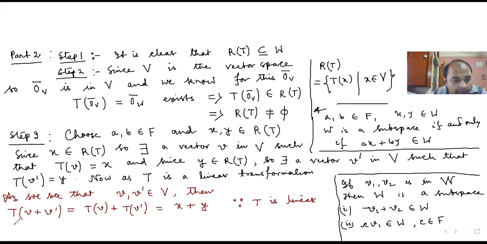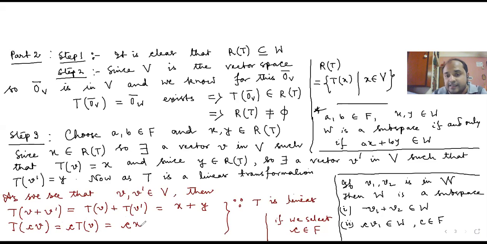And what about T of C into V, or you can write T of C into V prime? If we select C being a scalar in the field F, then I can write it as C into TV, because T is linear. And this TV can be written as CX. So what have we got from this short calculation?